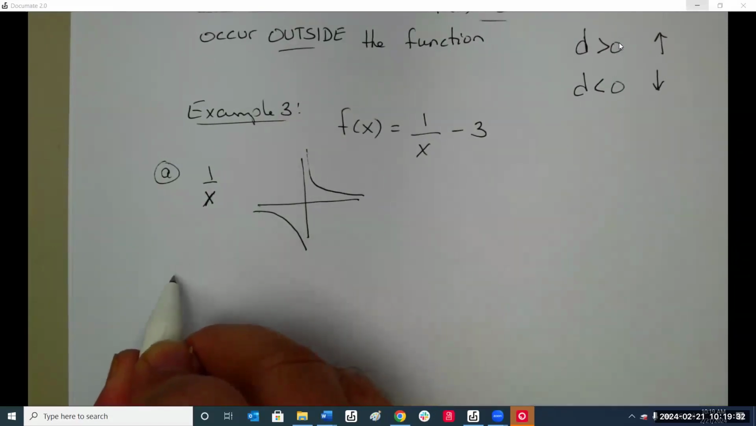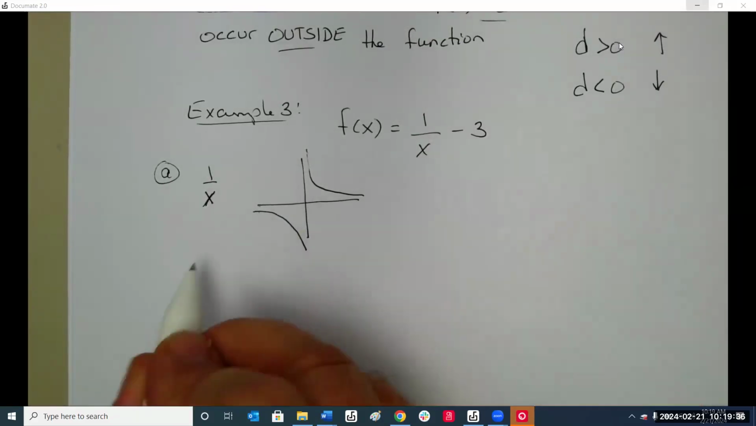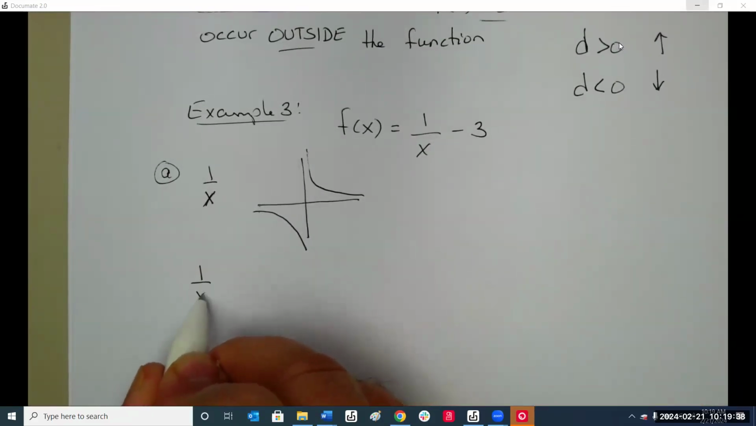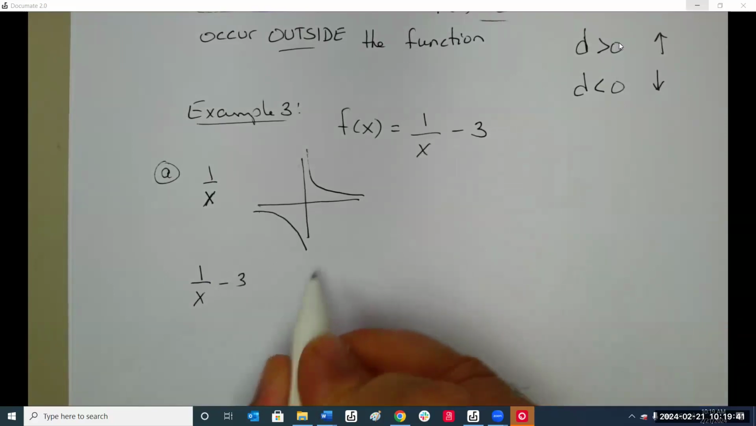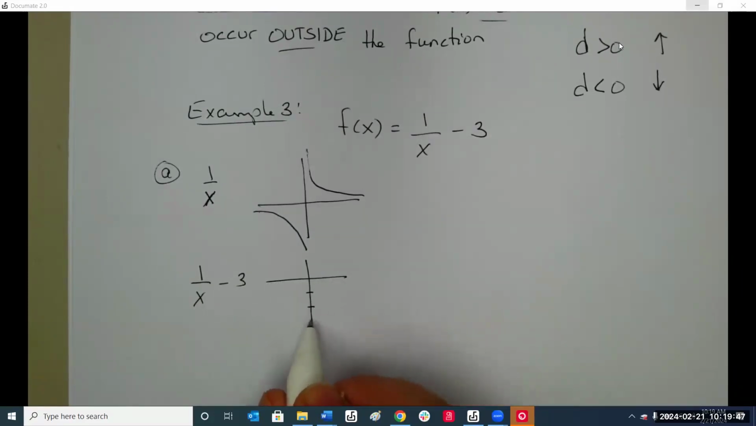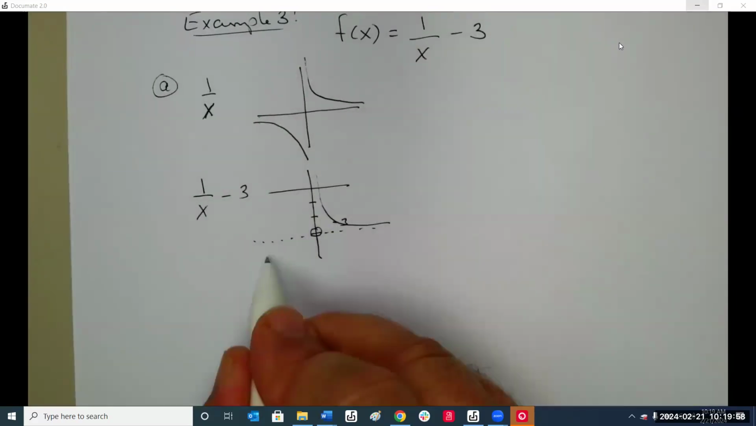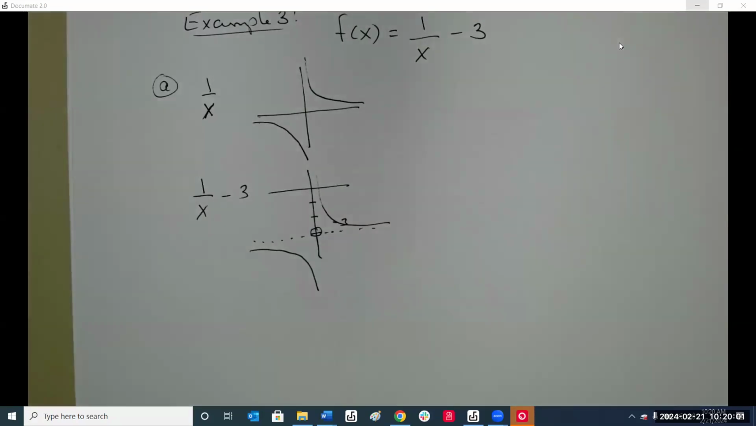Is there a horizontal shift? No, because nothing affects the x. So now what we do is we subtract 3. We take this graph and lower it 3 spaces. This is my new origin. The graph looks the same. It's just shifted down 3 spaces.